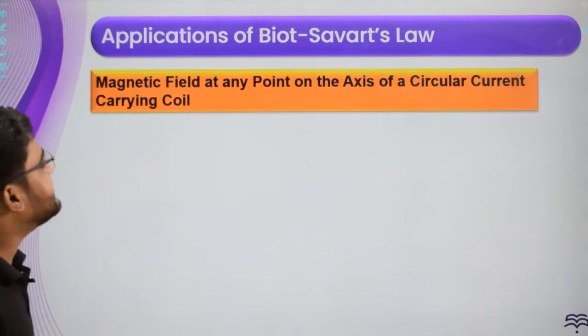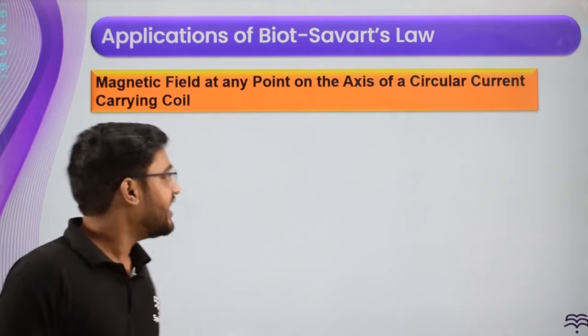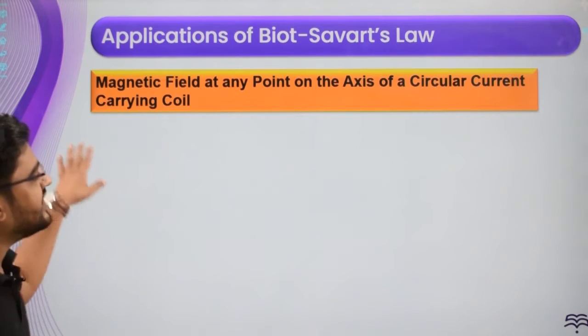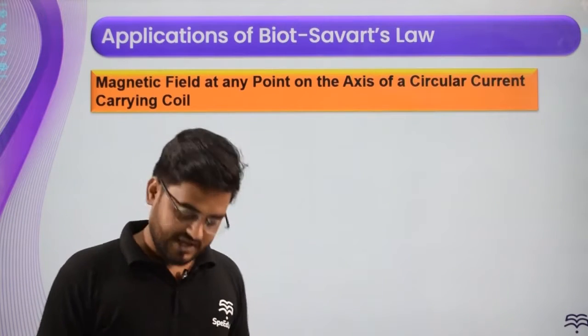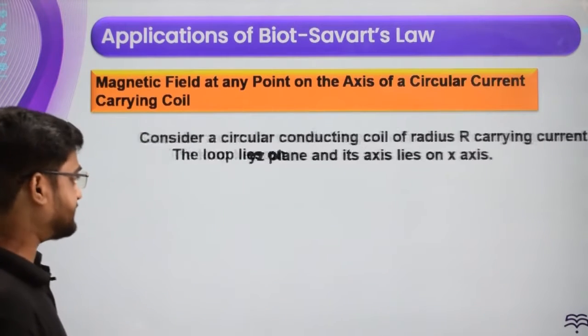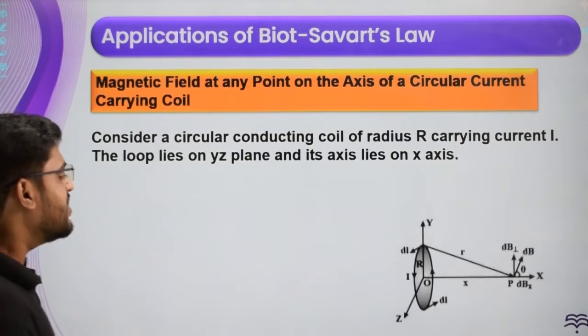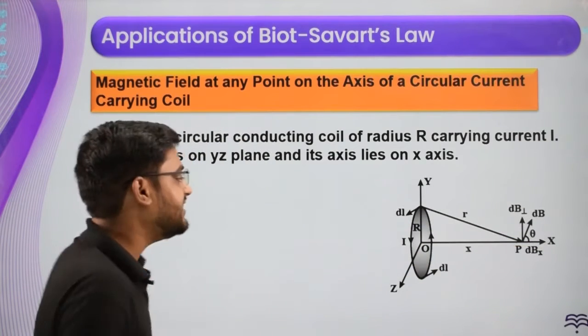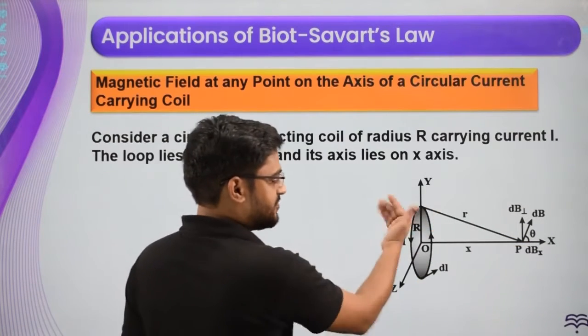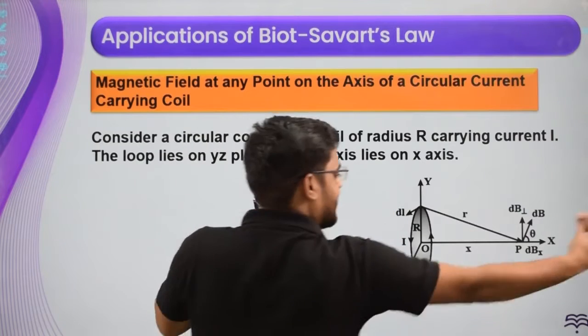So this is our second application of Biot-Savart's law, and it is again finding the magnetic field at a point on the axis of a current carrying coil. So we have a current carrying coil over here. Now this coil is kept in the YZ plane, okay? And its axis lies along the x-axis, right? So this is perpendicular to this plane. So this is the coil and this is the axis like that.